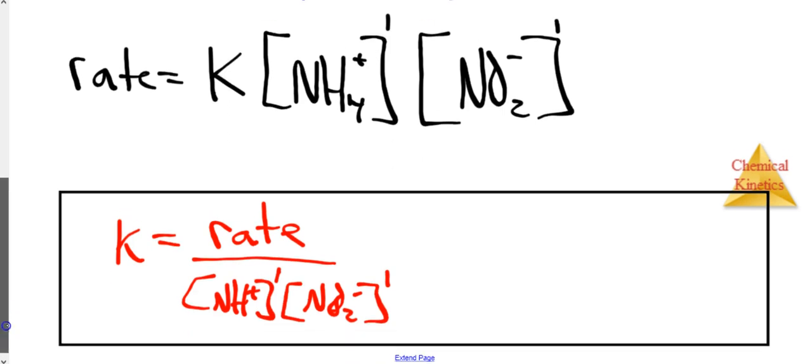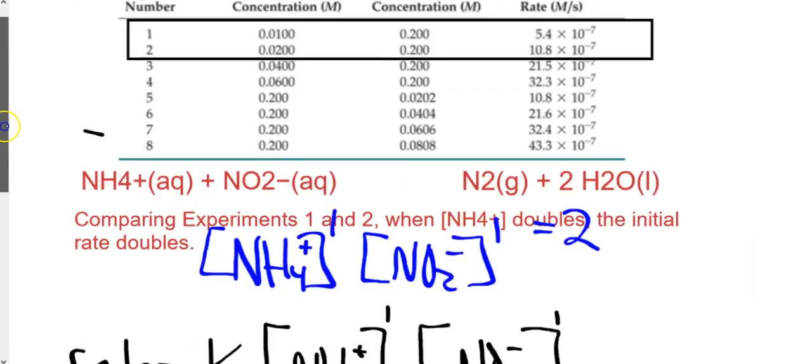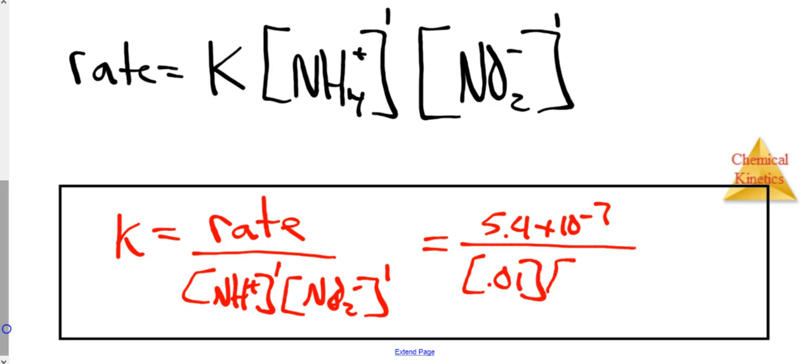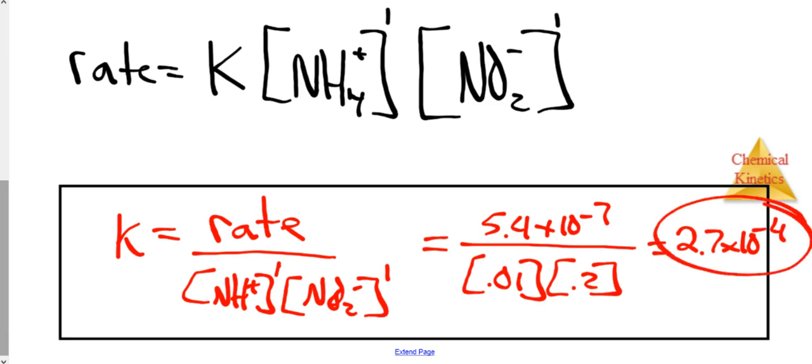So I just took the top row, the rate, anyone write it down? And I'm going to divide that by 0.01, is that what it was? Yeah. Times 0.2, and what do you end up with? 2.7 times 10 to the what? So that is our K value. That's not that bad, right?